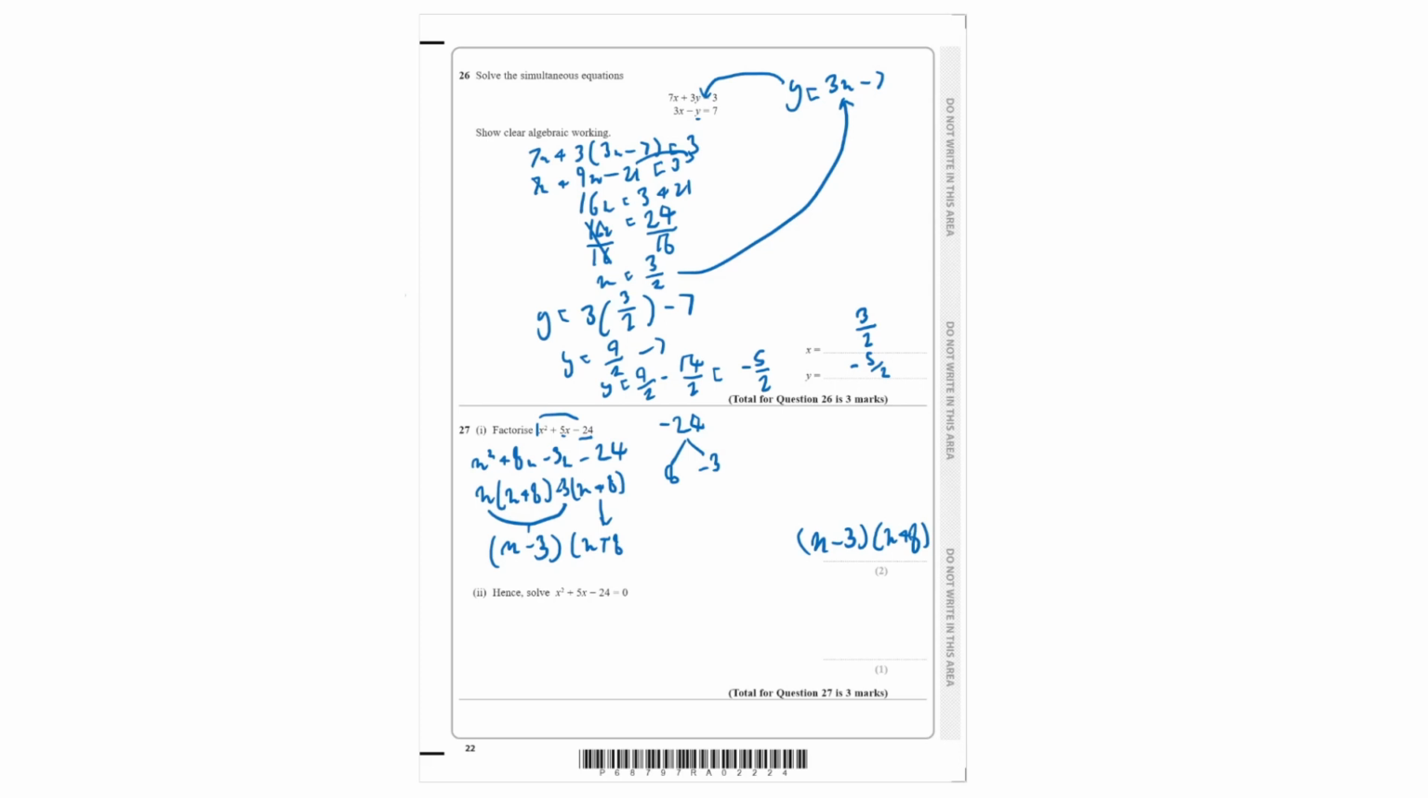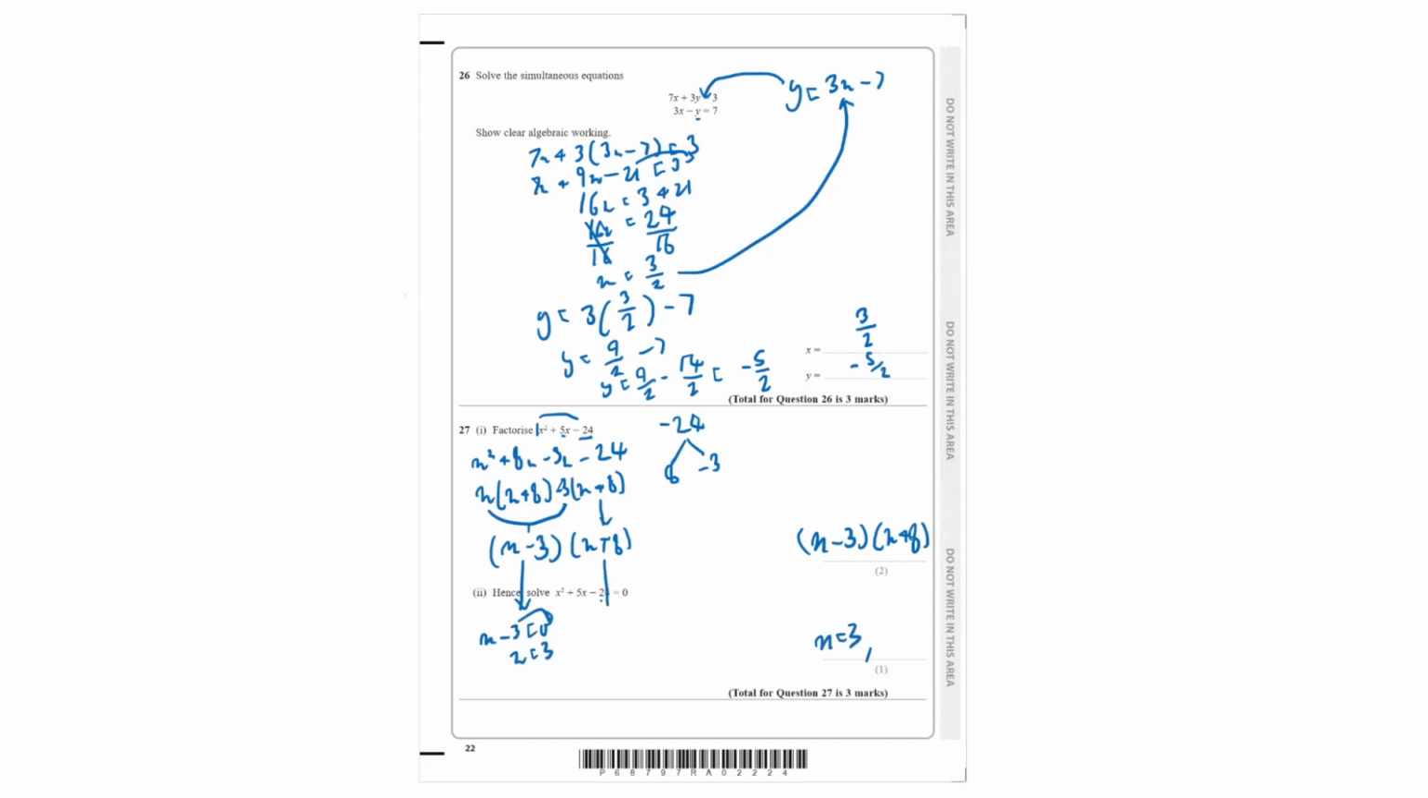Hence, to solve x squared plus 5x minus 24 equals 0, what that means is the answers that we found here, we simply equate them to 0. x minus 3 is equal to 0. We bring that to the other side. That means x is equal to 3. So we can write here x is equal to 3.